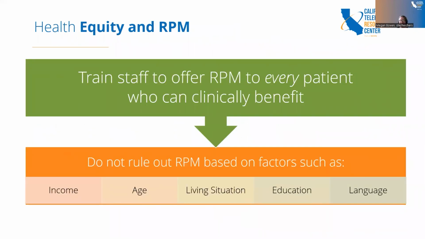Next slide. Great. Health equity and RPM. So your first rule of thumb is to train staff to offer RPM to every patient who can clinically benefit. It's a mistake to rule out RPM based on factors such as patient income, age, living situation, or education. These patients may be your ideal candidates. And if some of your patients are facing barriers to using RPM, have ready solutions to help them use the technology successfully. And as you start to implement this, you're going to hear about different barriers.